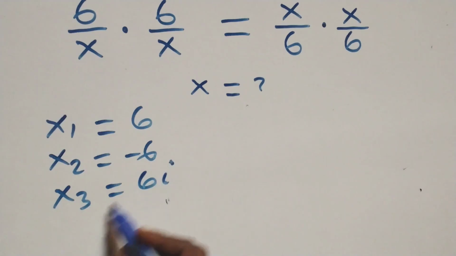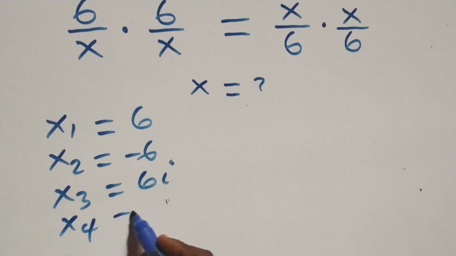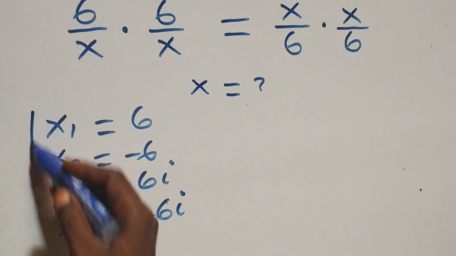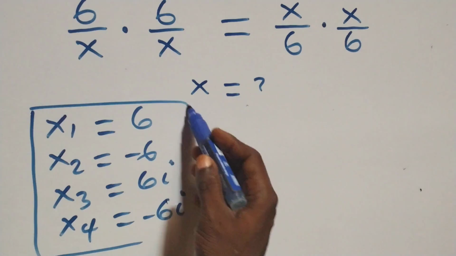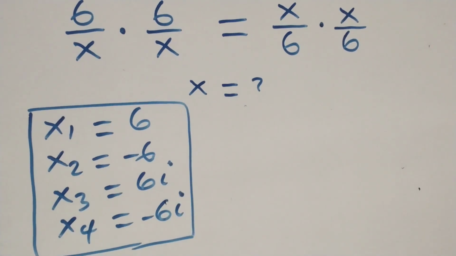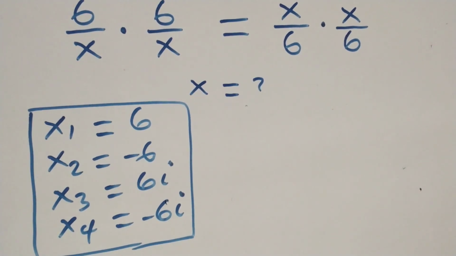And the fourth solution, s4, we have minus 6i. So altogether here, we have 2 real and 2 complex solutions. Then we can check if this will satisfy this given problem. That is, we substitute the value of x into what we have here.